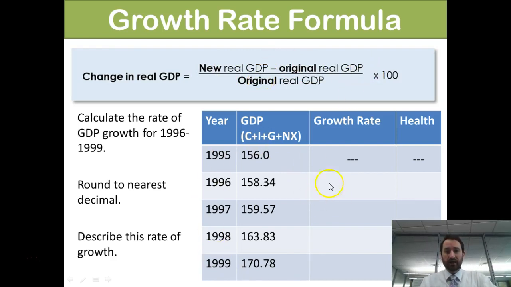And so given this set of data, I'm going to do the first one for you. I'll always give you some data, or you'll already have calculated the GDP. But in this case, I want to focus on the growth rate and identifying if it's healthy or not. So I'm going to do the first one for you.